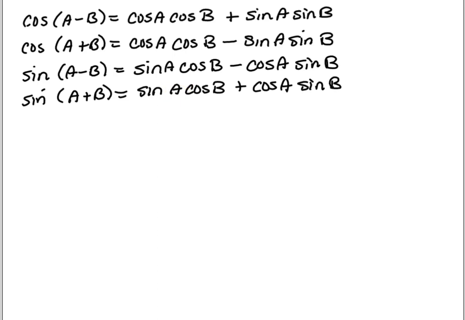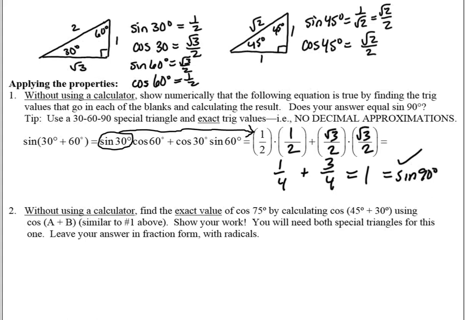Now, last thing to do is to apply our new property to a problem. So once again, I have my special triangles written down. I've found the sine and cosine of 30, the sine and cosine of 60, and the sine and cosine of 45 using my special triangles. So I'm already with those trig values ready to go. And we're going to look at an example here. We want to find sine of 30 plus 60 by letting 30 be A and 60 be B in our property sine of A plus B.